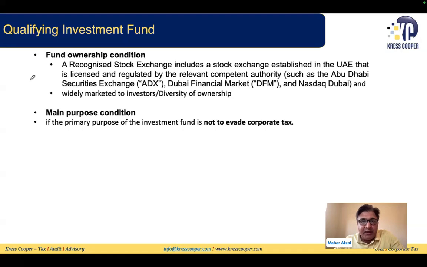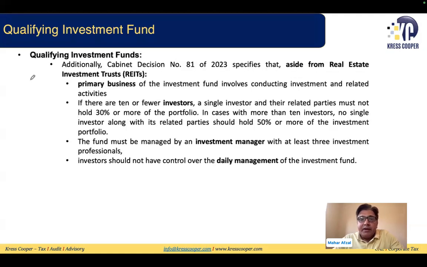The third condition is the objective for which the application is being submitted to the FTA. The objective is not to avoid tax. If all these conditions are satisfied, then the authorities can approve. But before approving, they need to look into the specific decision. This decision is 81 of 2023.